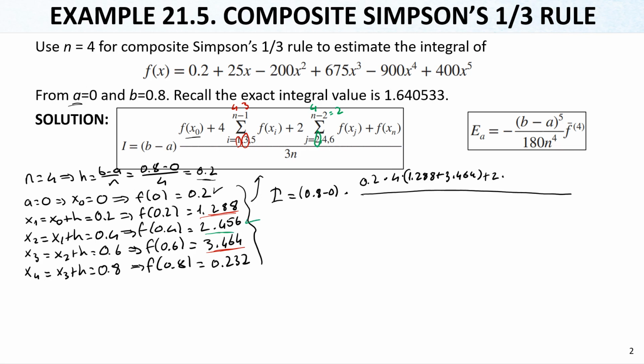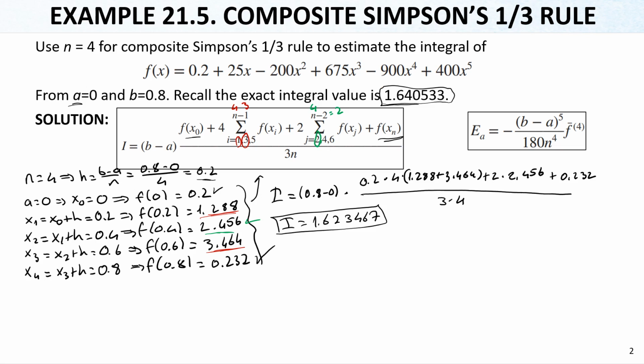Then plus 2 times 2.456. And finally f(x_n), which is this one, plus 0.232, divided by 3 times 4 segments, and I is from here 1.623467. You can see we got closer to this much and much better.